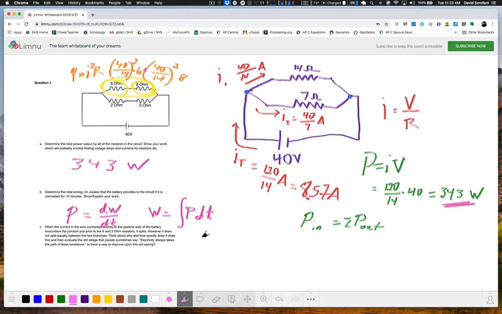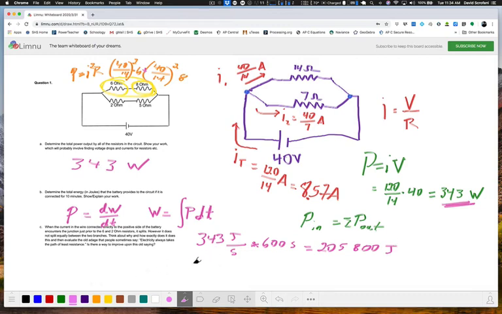And when it's all over, I'm basically just saying that 343 watts, which is a watt is a joule per second, so 343 joules per second times 10 minutes, which is 600 seconds, gives me the total number of joules that the battery has delivered to those resistors throughout that 10-minute period. And so just calculating that quickly, 343 times 600 is 205,800. 205,800 total joules of energy in that period of time.